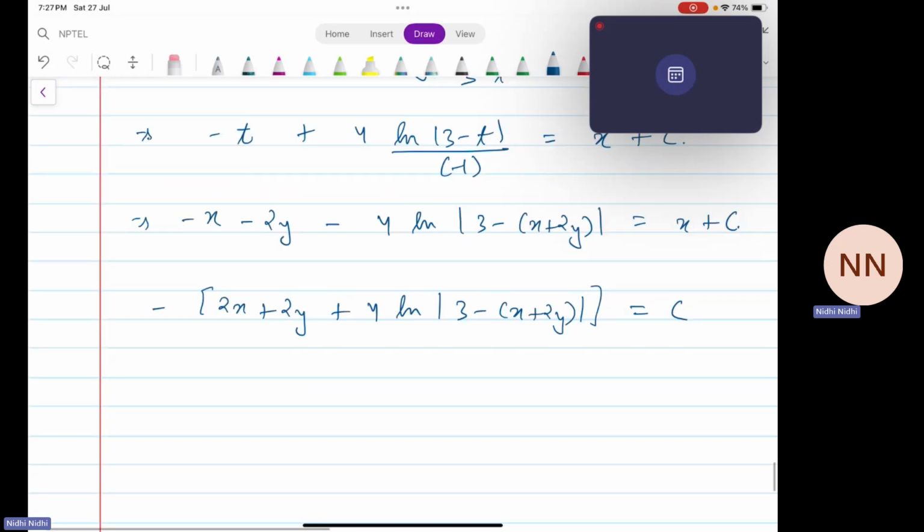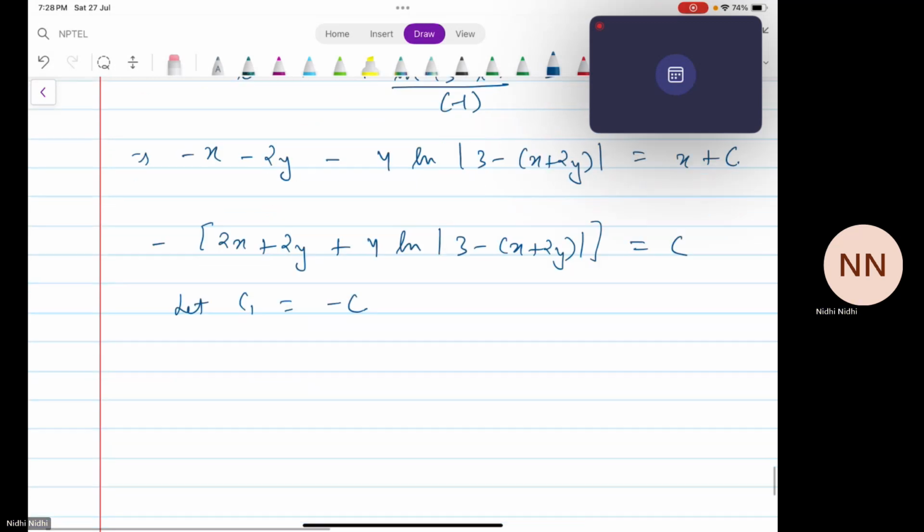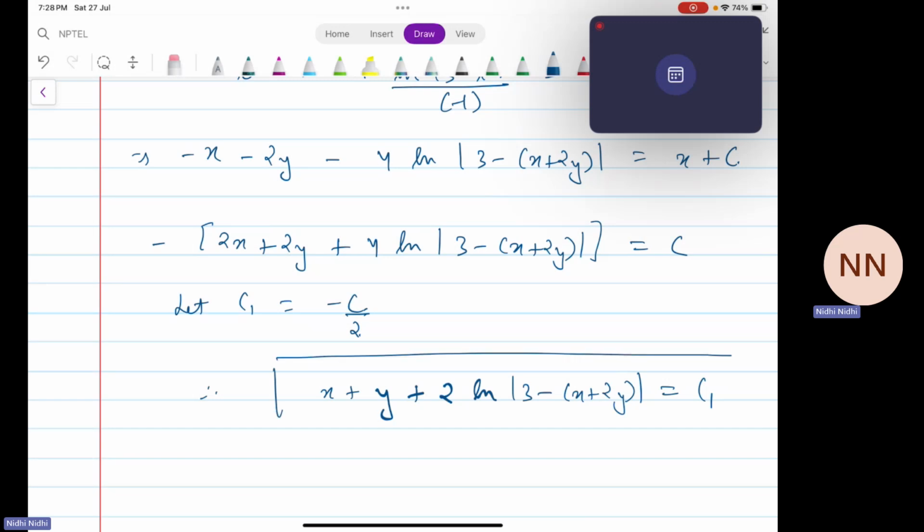Taking c1 to be equal to minus c by 2, we can also take 2 to be common. We get x plus y plus 2 times ln |3 minus x plus 2y| is equal to c1. So this is the final solution.